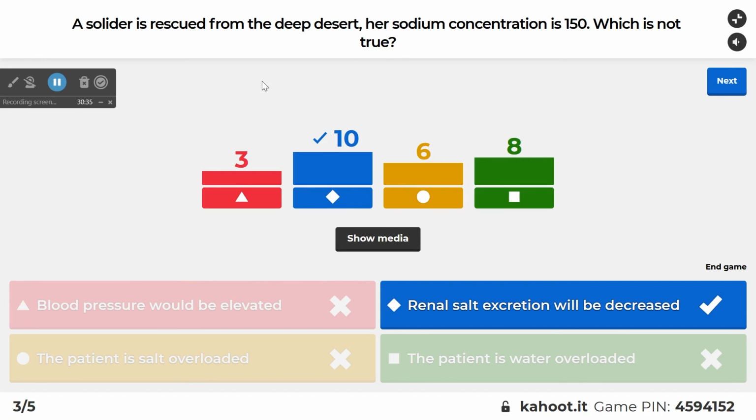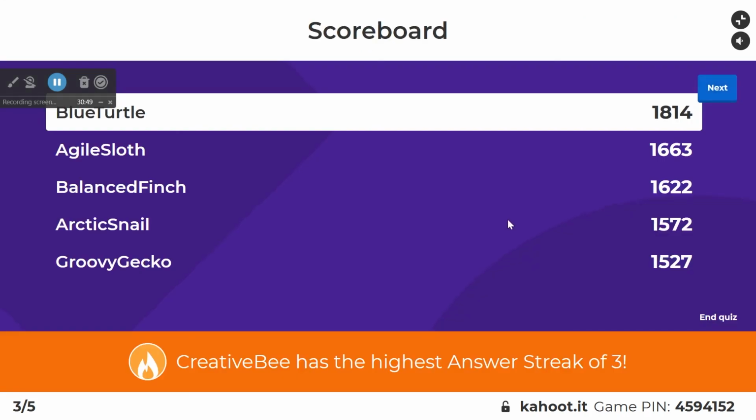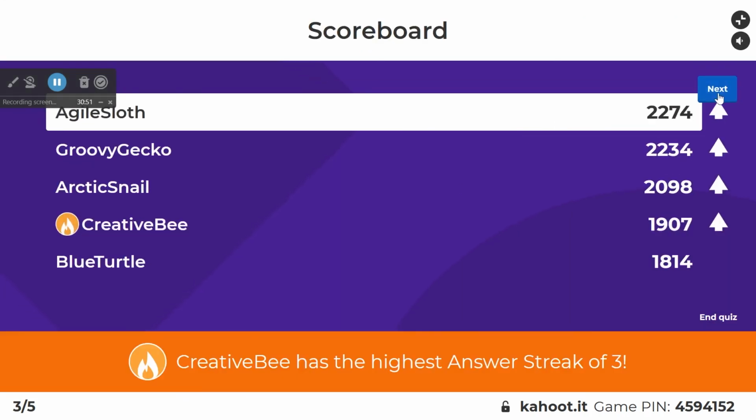And is the patient water overloaded? No, of course not, right? Because she just came out of the desert. So trickier than typical question, all right? And made more difficult by the fact that I think one of these is totally wrong because of the way it's worded. But anyway, onward.